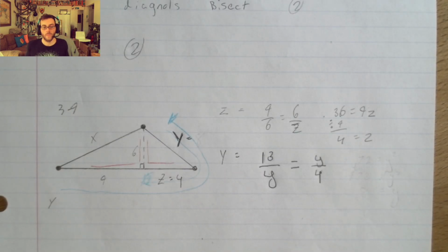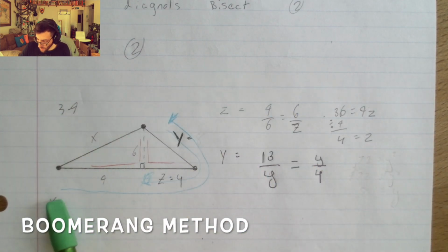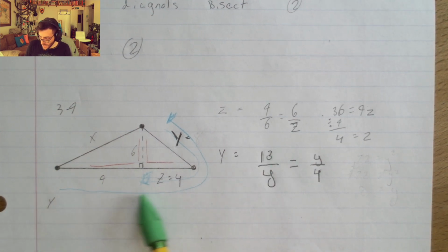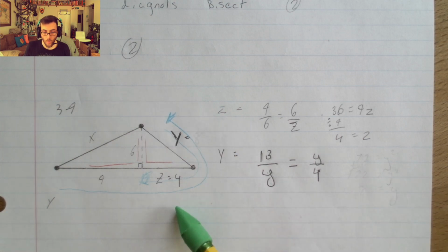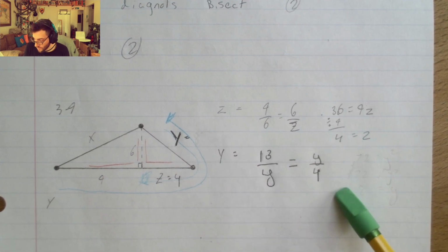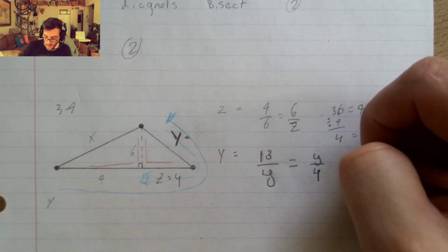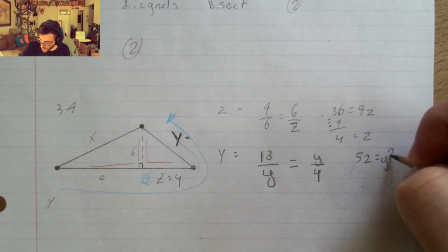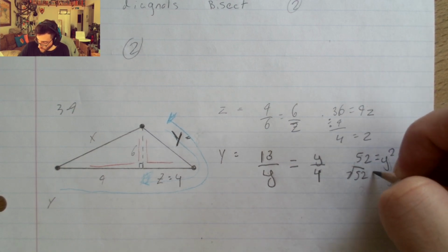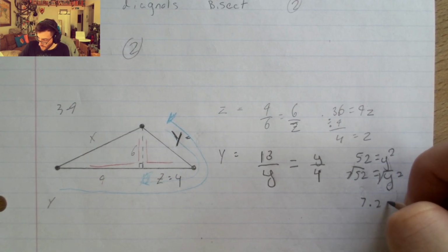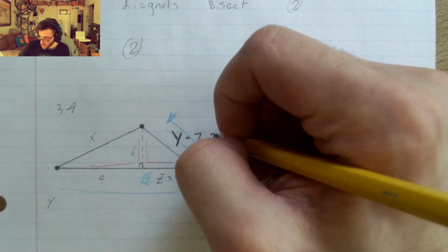If we now want to go ahead and solve for our missing value of y over on the right hand side here, we're going to use that boomerang method where we do 9 plus 4 or 13 over y, coming back down around over our now known value of 4. If we set up a cross multiplying system here, 13 times 4 gives us a value of 52 equal to y squared. Square root of 52 breaks down and gives us a value of about 7.2 equal to y.